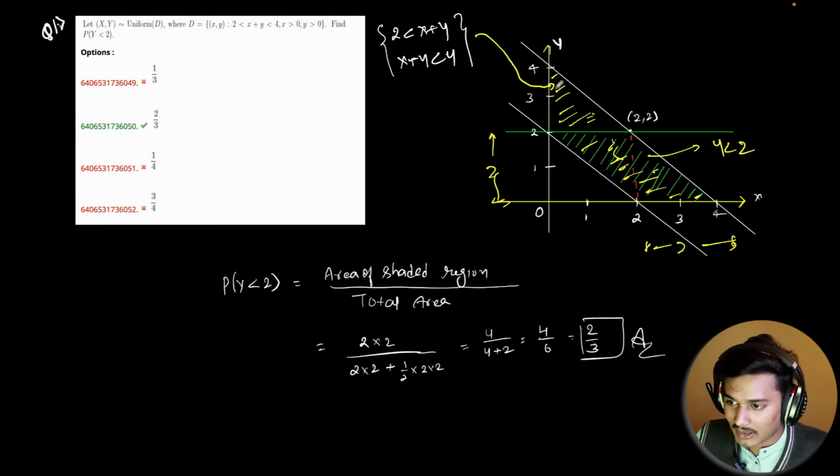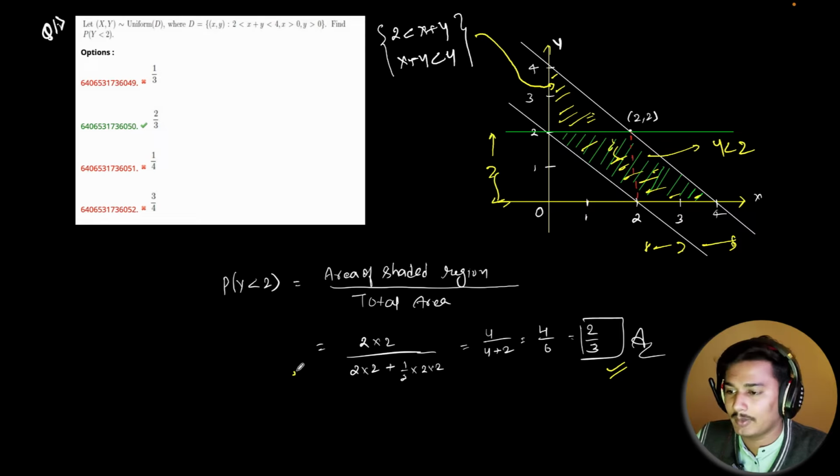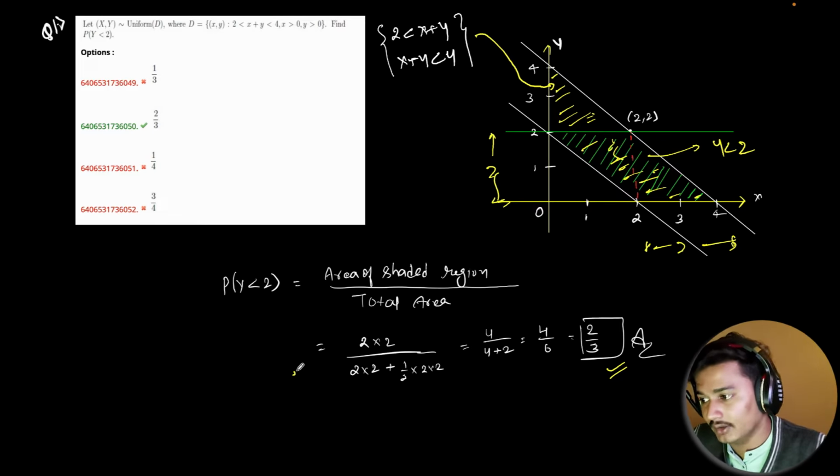So this triangle is nothing but half into base into height, right? Base is 2 and height is also 2. So 2 by 2 plus 2 into 2 plus 1 by 2 into 2 into 2. That way we will be getting 2 by 3 as the answer, okay? So I guess this is clear to you, right? It is nothing but a simple draw and finding the area.